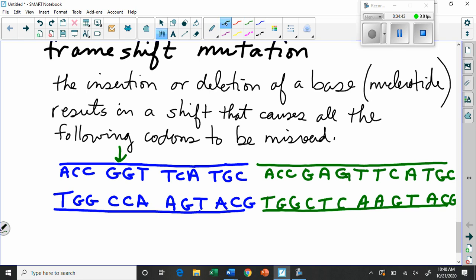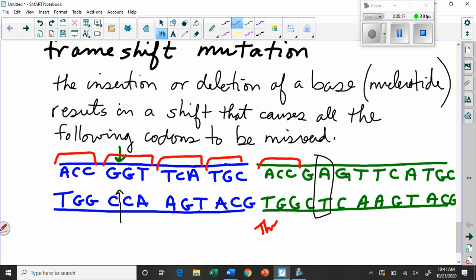Now the problem is with the insert of this A and T right here at this point, we now have different codons, right? So here we still have, if we look at the way the codons are framed, here's the first codon, the second codon, the third codon, and the fourth codon. Up to here, everything's okay. So we'd still get our threonine, I believe that was. But now the next codon is read as GAG instead of GGT. And the next is this and this.